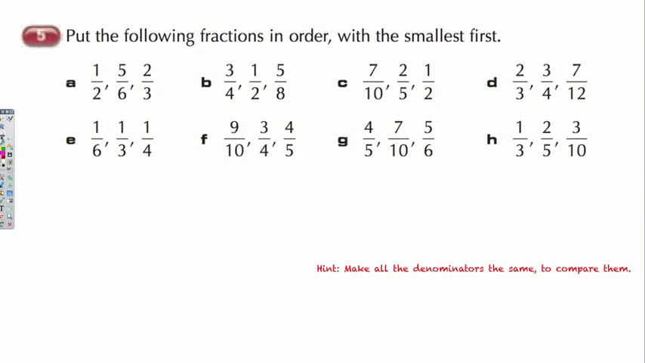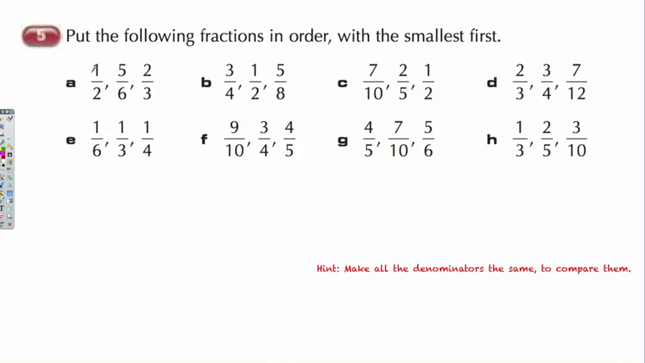Okay, for the next question, you're going to put the following fractions in order with the smallest first. So for the first one, we've got a half, we've got 5/6, and we've got 2/3. We need to make all the denominators the same in order to compare them. Just leaving it in the form that it is now is not going to help us, because we can get some fractions that are very close together, and without making the denominators the same, we won't know which one is bigger.